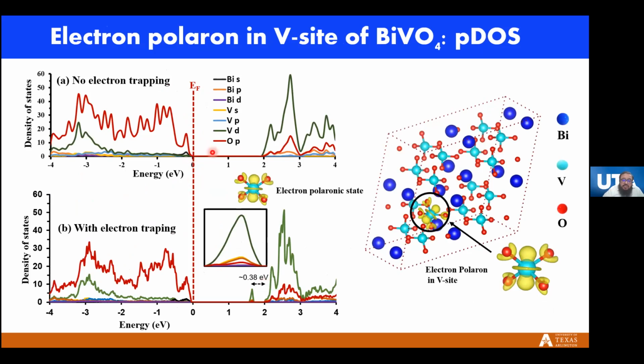Then we look for the electronic signatures. This is the DOS plot with the band gap for pristine bismuth vanadate, and this is the electron polaron stabilized density of states plot, where the polaron state, as you can see, is created about 0.4 electron volt below the conduction band minimum.